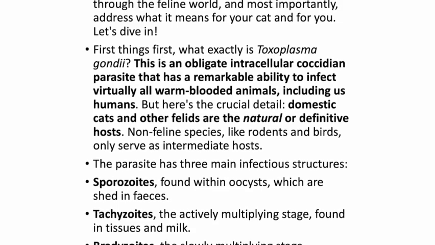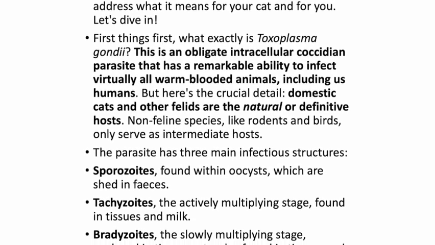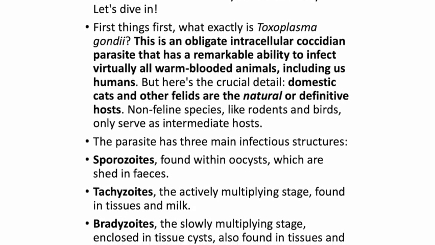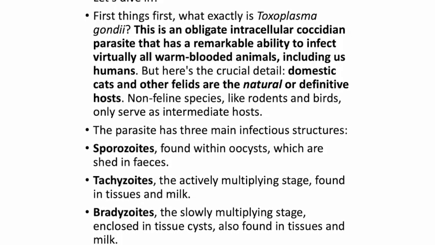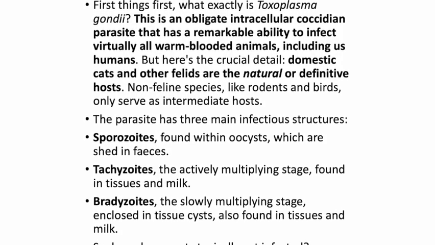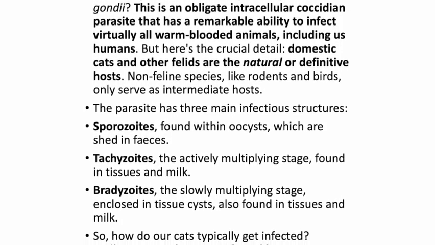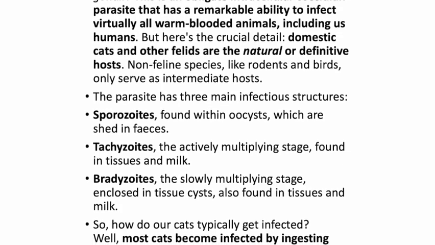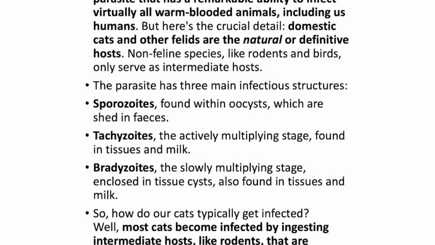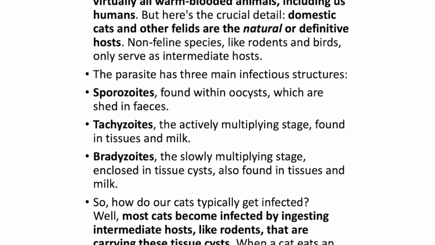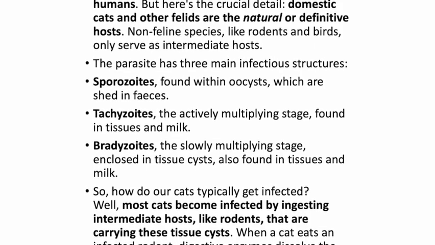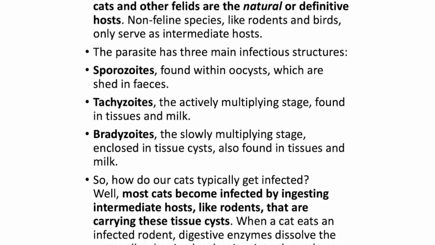First things first, what exactly is Toxoplasma gondii? This is an obligate intracellular coccidian parasite that has a remarkable ability to infect virtually all warm-blooded animals, including us humans. But here's the crucial detail: domestic cats and other felids are the natural or definitive hosts. Non-feline species, like rodents and birds, only serve as intermediate hosts.